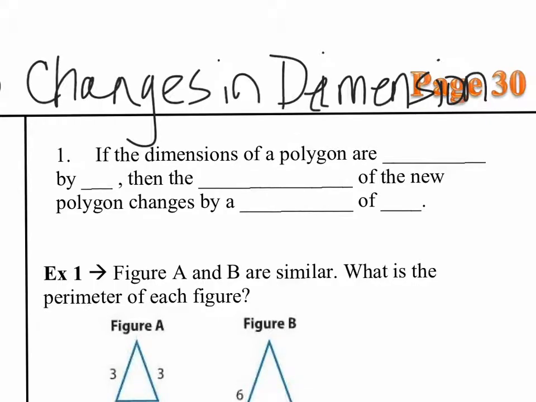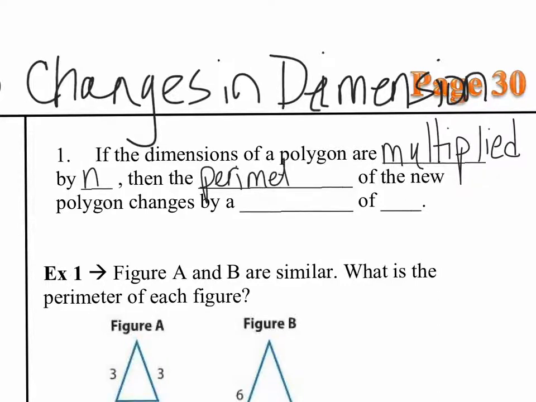Number 1, if the dimensions of a polygon are multiplied by n, the perimeter of the new polygon changes by a factor of n.